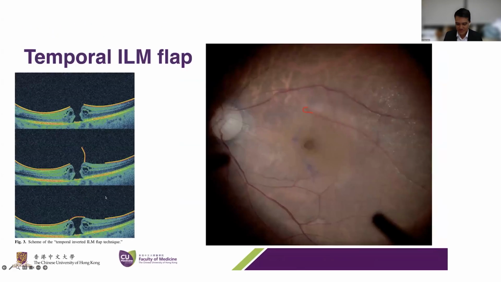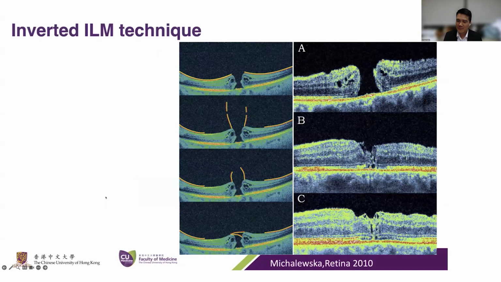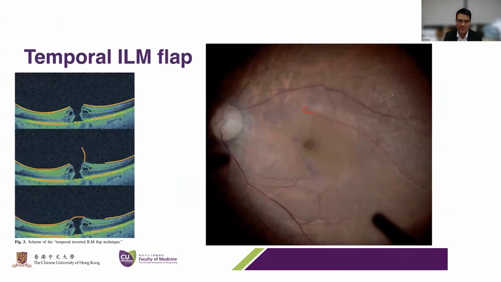So just a brief introduction on the inverted ILM flap. In the inverted ILM flap technique, we deliberately leave the perifoveal ILM unpeeled and then use it to plug on top of the macular hole or even inside of the macular hole. And in the temporal ILM flap, we only peel the temporal ILM and then we use it as a flap to cover the macular hole as a single layer, preferably.